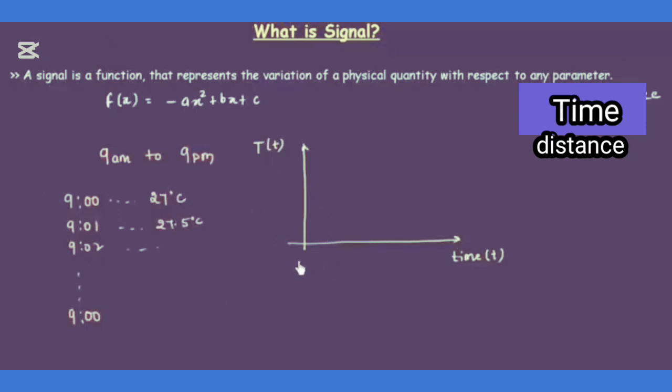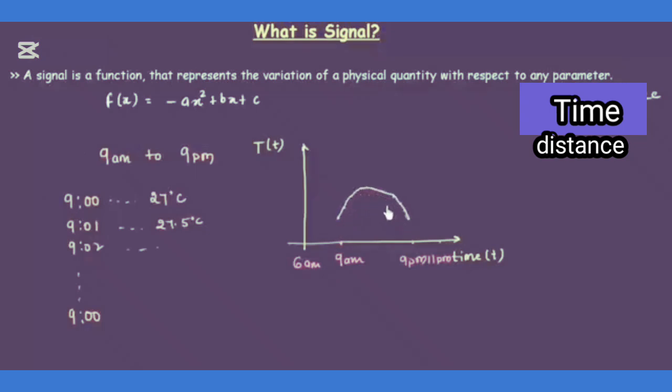Now we can plot these values. Let's say our origin is 6 a.m. and this point is 11 p.m. This is 9 a.m. and this one here is 9 p.m. It will just show the temperature for the different times, and let's say it comes like this, and then we can join these points and we will have our function like this.